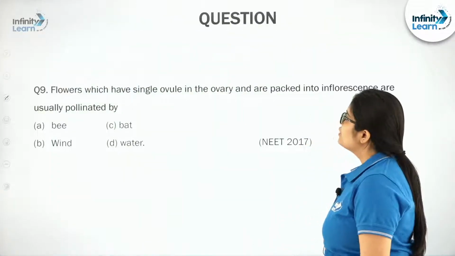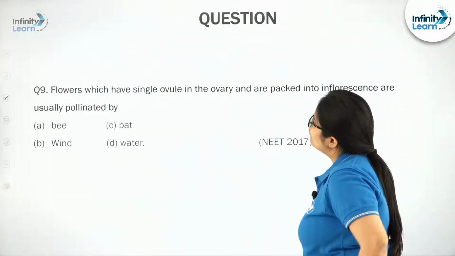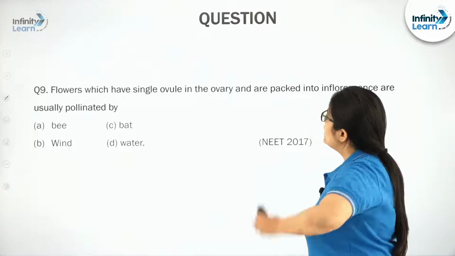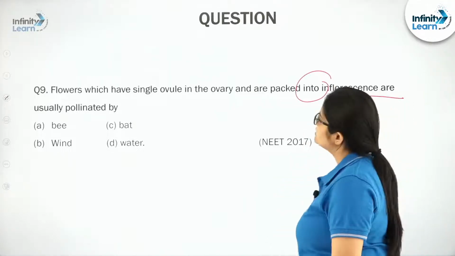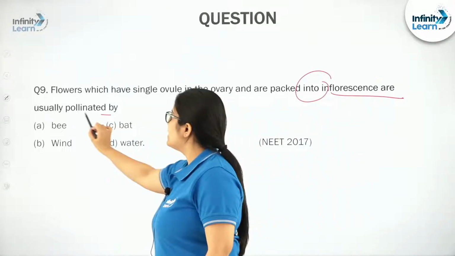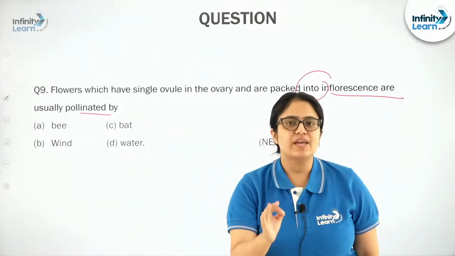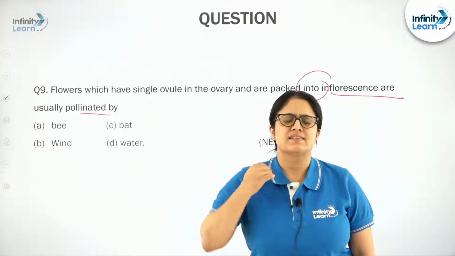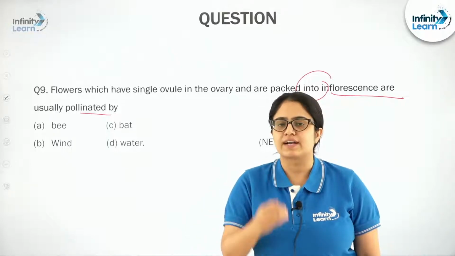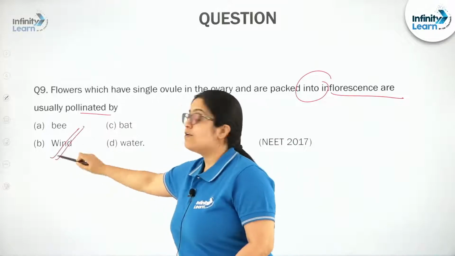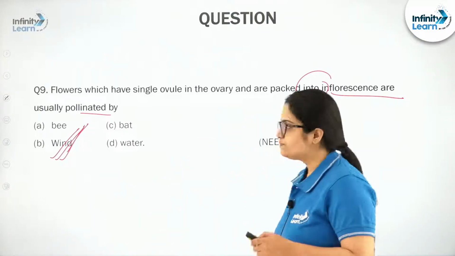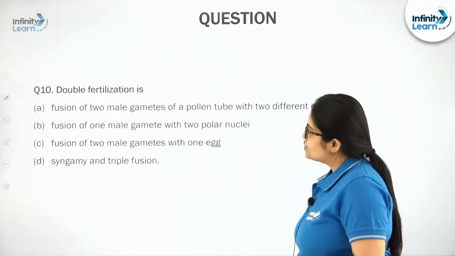Next, flowers which have a single ovule in the ovary and are packed into an inflorescence are usually pollinated by? Very simple question and very important fact, students. NTA has repeatedly asked questions on this fact. Please remember, such flowers are pollinated with the help of wind. Very important fact.